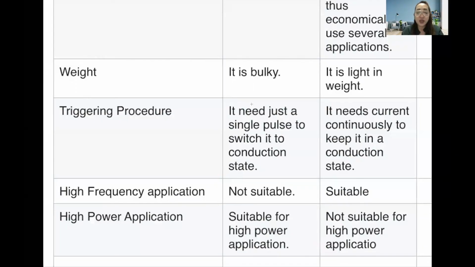We have high frequency application. Thyristors are not suitable while transistors are suitable. In high power applications, thyristors are suitable while transistors are not suitable. Based on this comparison of high power applications, thyristors are more capable of handling high power with less noise, but they are bulky. Okay, so this is the comparison of the two electronic devices, the thyristors and the transistors.